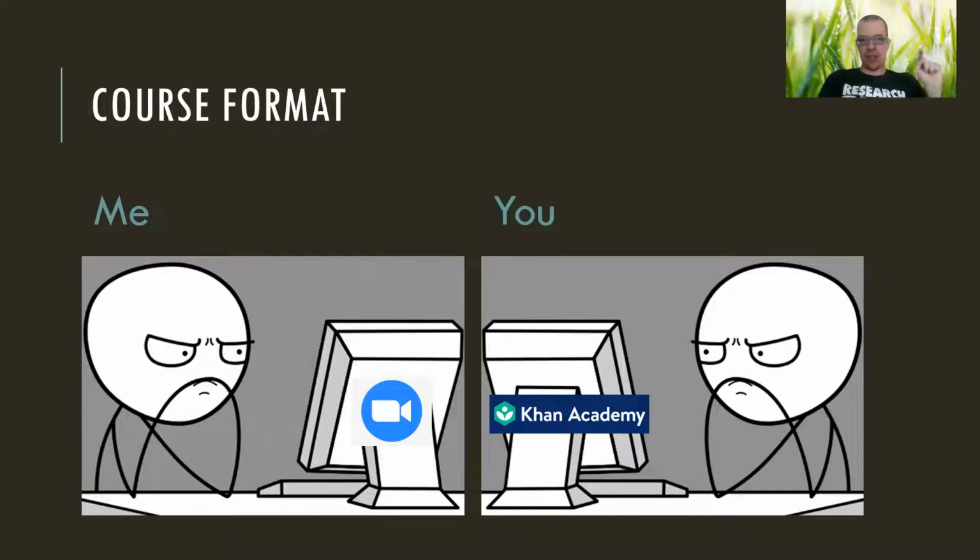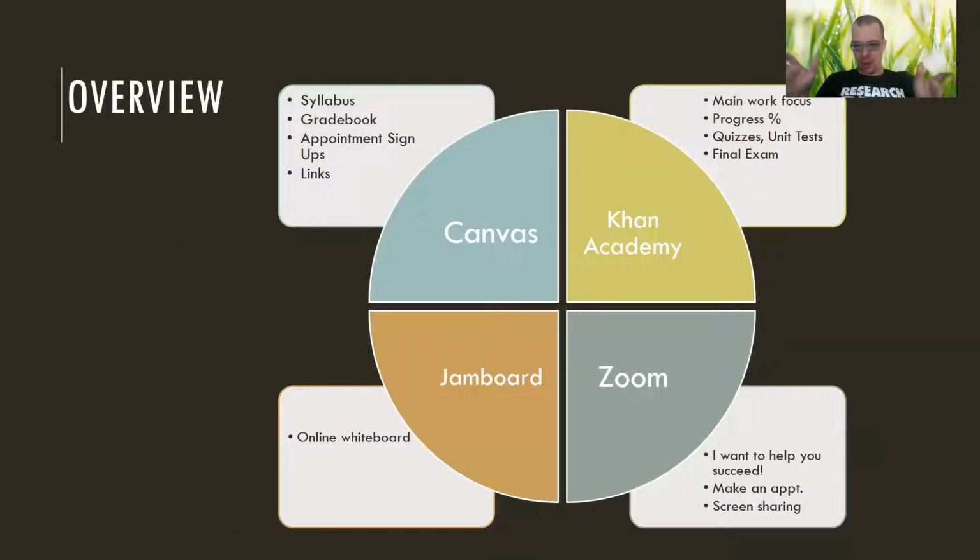All right, so here's an overview of the course. There are going to be four primary tools that we use on our computers to interact. Canvas is our learning management system. This is a place where I've got a bunch of links, and we're going to look at this really soon. But if you want to find your syllabus, or look at the grade book, or find an appointment sign up, or any of the links that I post, it's going to be on Canvas. I'll use Canvas for announcements as well.